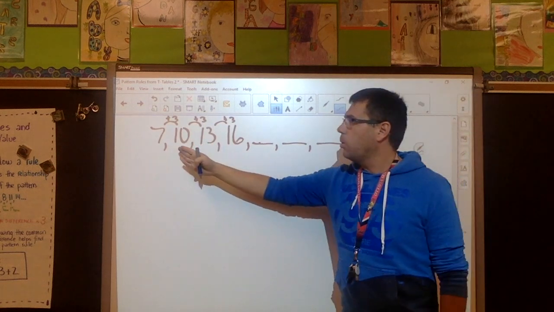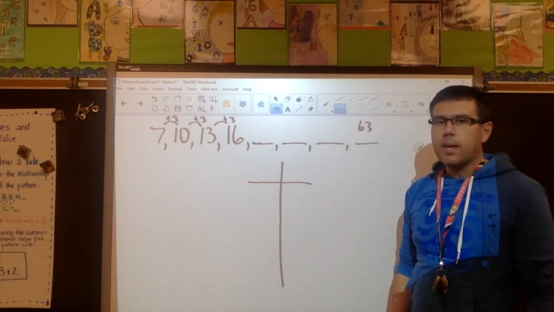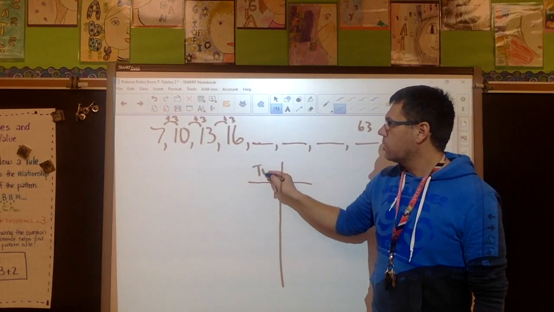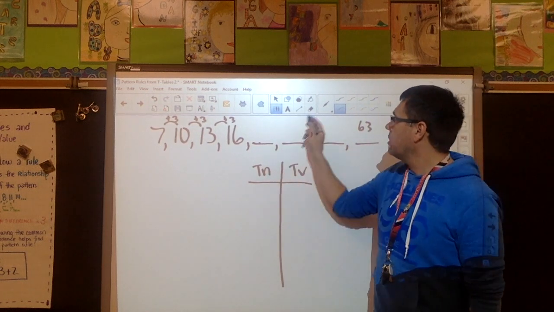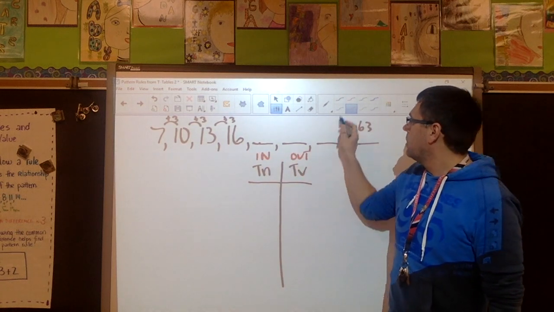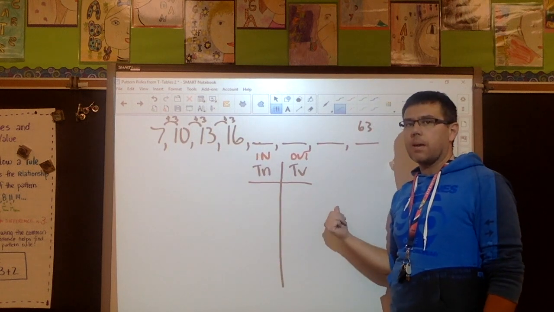So in order to figure out that rule, we use a T-chart. It's one of the strategies that we use. And I showed this to you in a couple of different ways. You can either think of this in terms of the term number and term value. That's how I want you to think of it. But you can also think of it in terms of the number going in and the number coming out, kind of like a computer. So when I put this number in, this number came out.